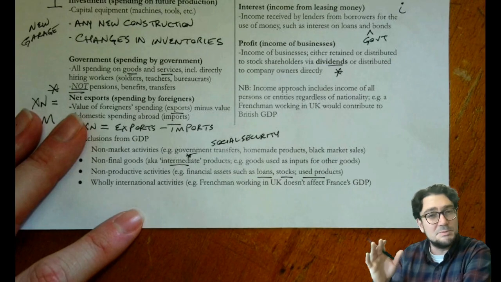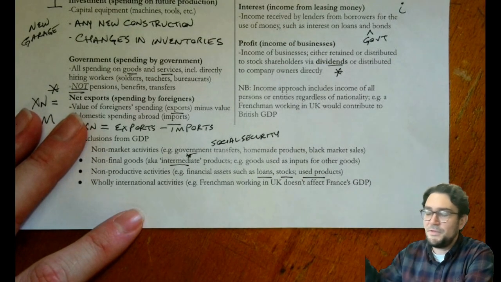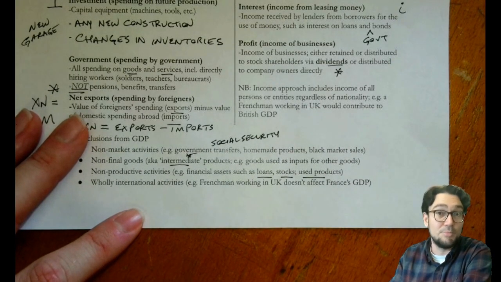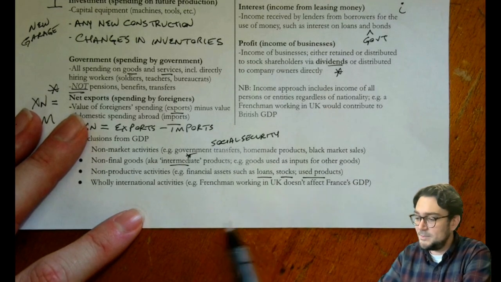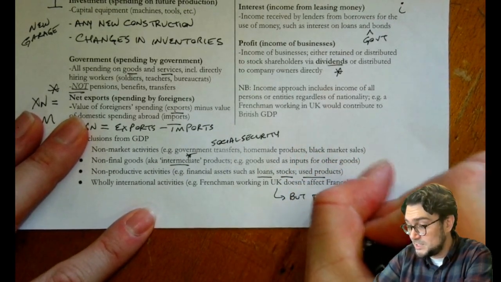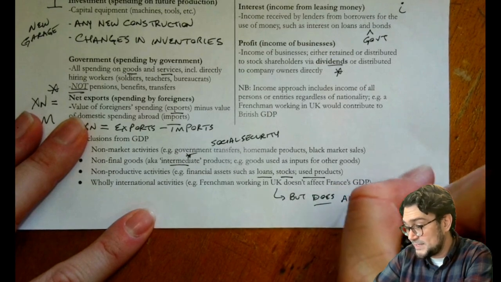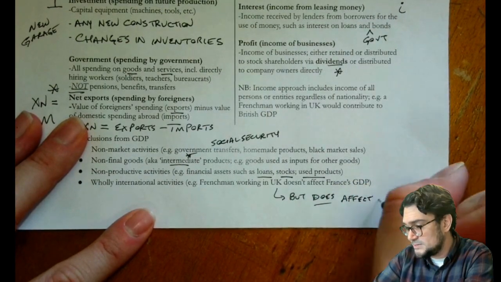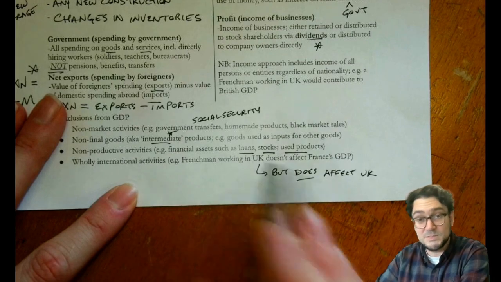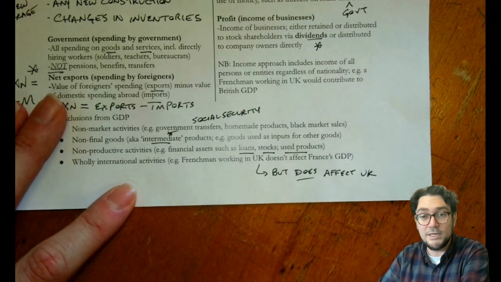So it's a little bit of splitting hairs here, but if the whole thing is entirely international and it never comes back, right, then it doesn't affect the home country, is kind of what I'm saying here. A Frenchman working in the UK doesn't affect France's, but we'll say does affect the UK, right? Just to make that nice and clear. It does affect the UK because the person's working in the UK, right? That would not be wholly international.